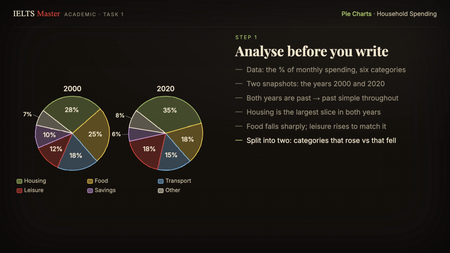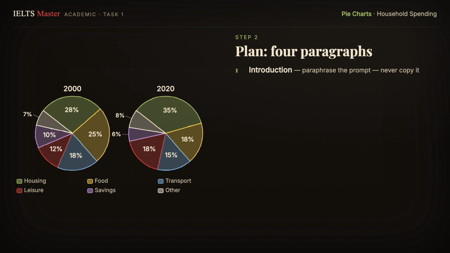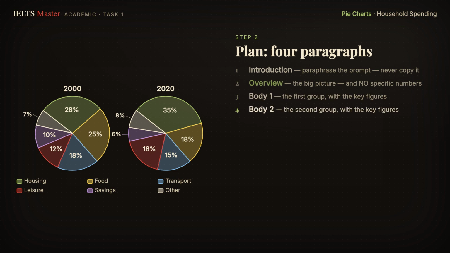And that's our plan, 4 paragraphs. An introduction that paraphrases the question. An overview for the big picture with no numbers. Then body 1 for the categories that rose and body 2 for the ones that fell. With pie charts, the temptation is to read out all 12 percentages. We're not going to do that. We're going to select and compare.